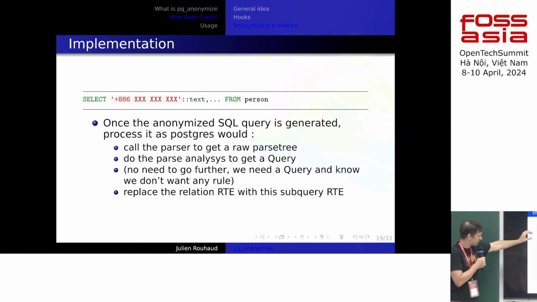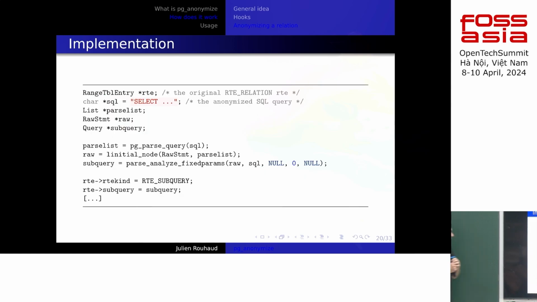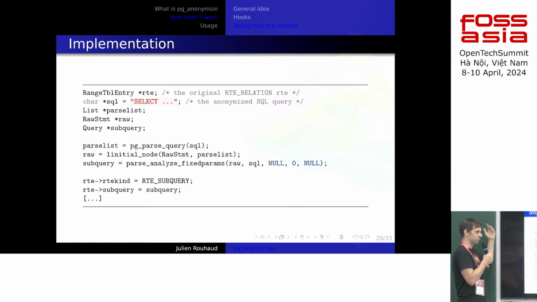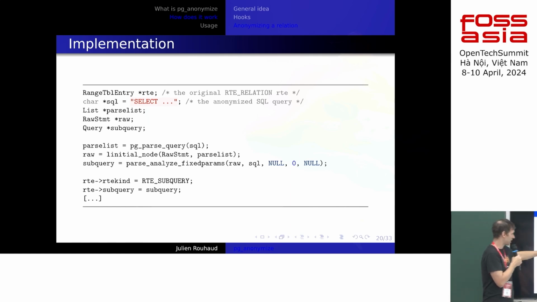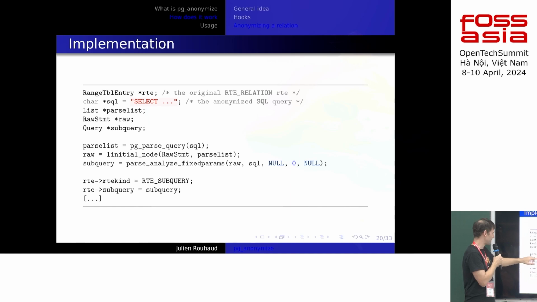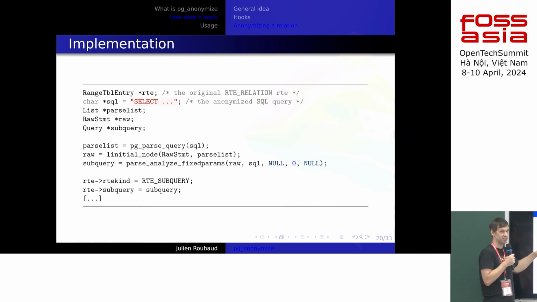So once I have this query, I do the parser, which is a query parser, then parse analysis, which is parse analysis fixed params, because I don't have any parameter here. And so that's how I do it in the extension. Here, I assume I have the SQL statements that have been built before. So I just call pg_parse_query. I get the first node. It returns a list of queries. Since I know what I generated, I know that I only have one query, so I just get it.